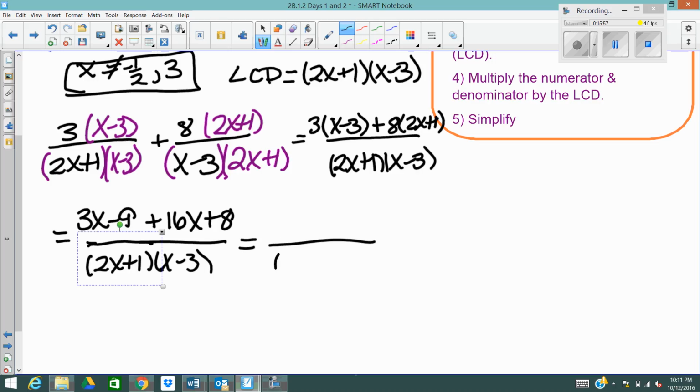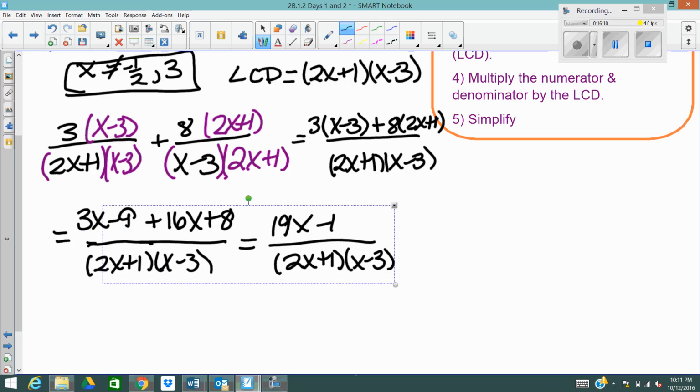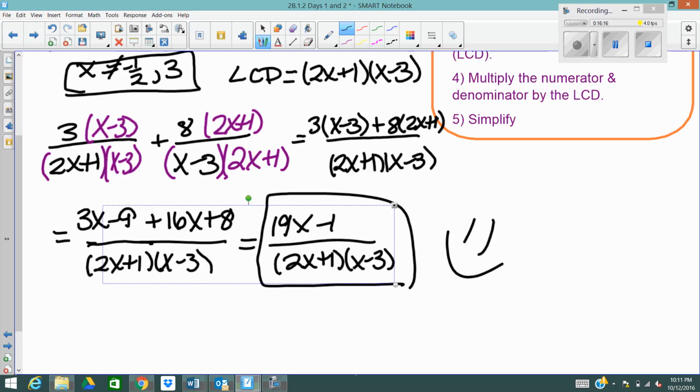And let's combine like terms. So up top now I have 19x minus 1, and I get 2x plus 1 times the quantity x minus 3 in the bottom. My numerator does not factor, so that's as far as this problem goes.